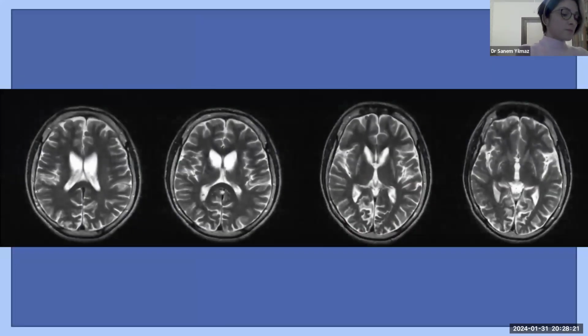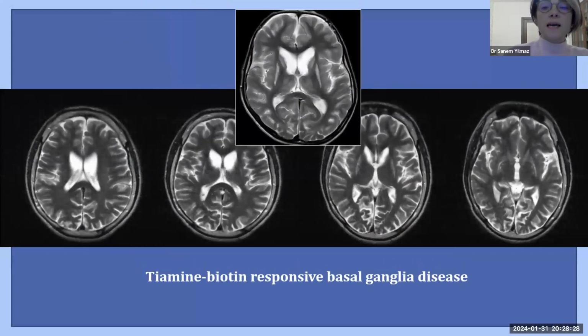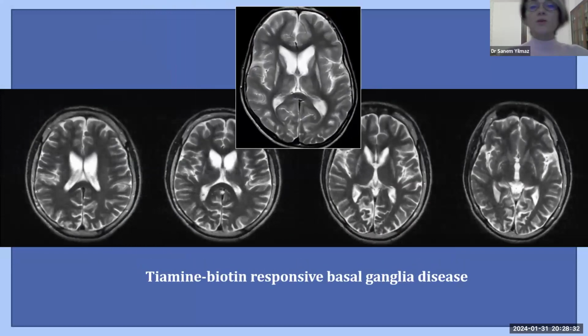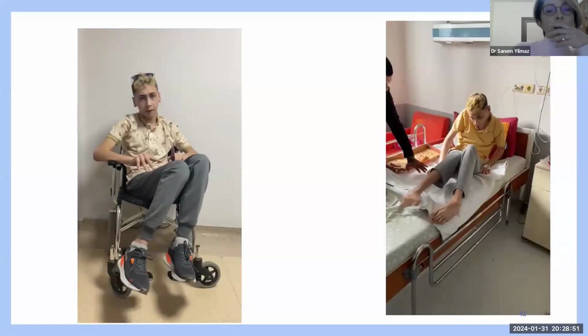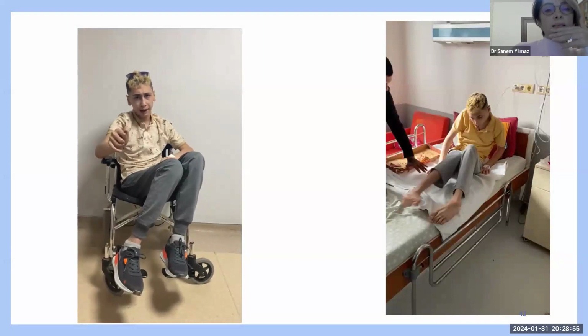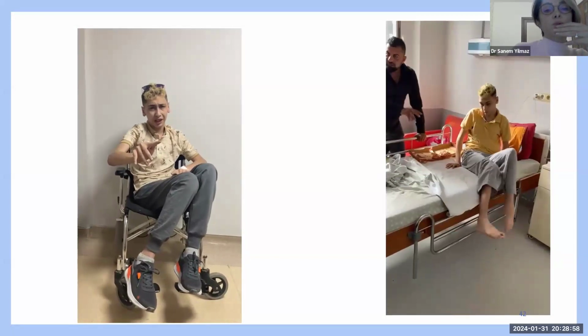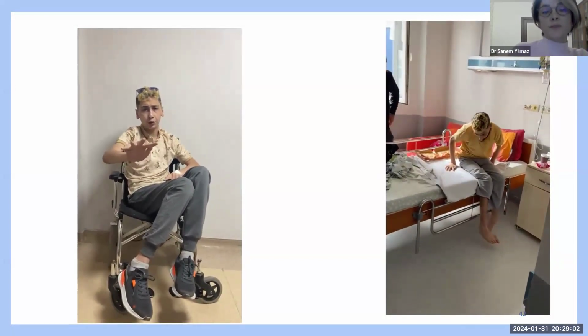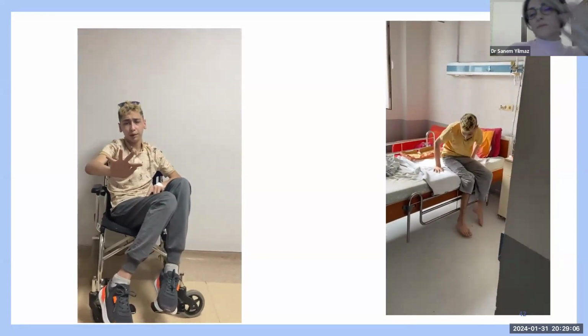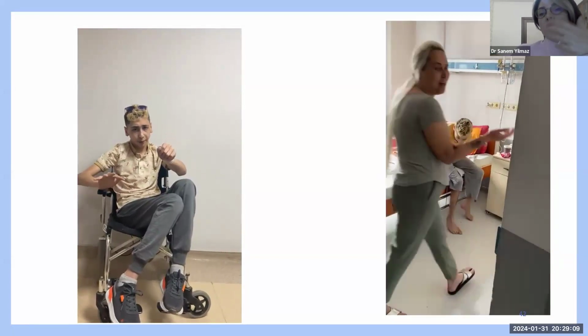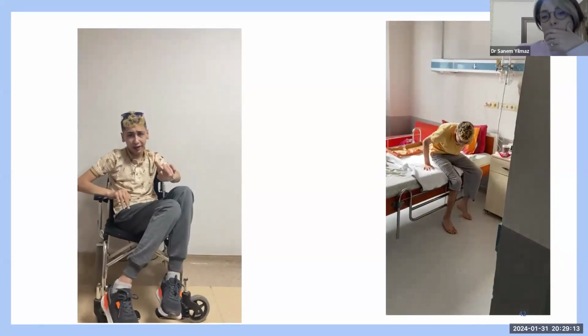The cranial MRI of the case showed a hyperintensity at the caudate and the putamen. When we looked at other cranial MRIs of thiamine biotin responsive basal ganglia disease, we thought that our case's MRI findings were very similar to this disease. So we started to give him thiamine and biotin treatment. Before the treatment, he was very bradykinetic, hypomimic, and unable to walk. After thiamine and biotin replacement, he improved and even started to stand alone and could walk with support.